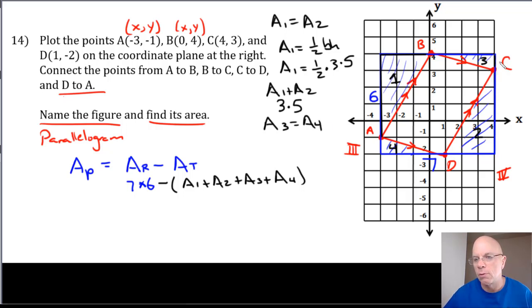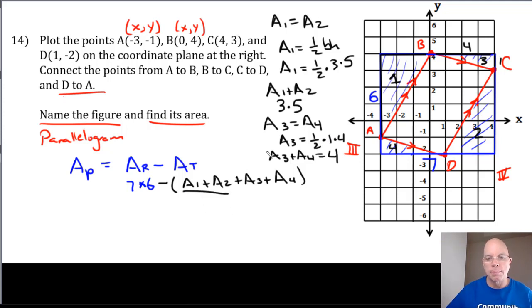A3 equals A4, and these are smaller. They're a base of 1 and a height of 1, 2, 3, 4. So A3 equals 1/2 of 1 times 4. But again, if we're going to add A3 plus A4, that's just half of 1 times 4 plus half of 1 times 4, which is just 1 times 4, or 4. And so A1 plus A2 is 3 times 5, which is 15. A3 plus A4 is 4.